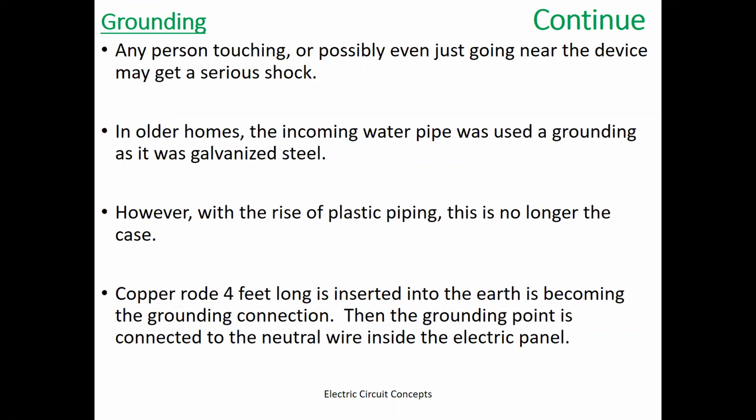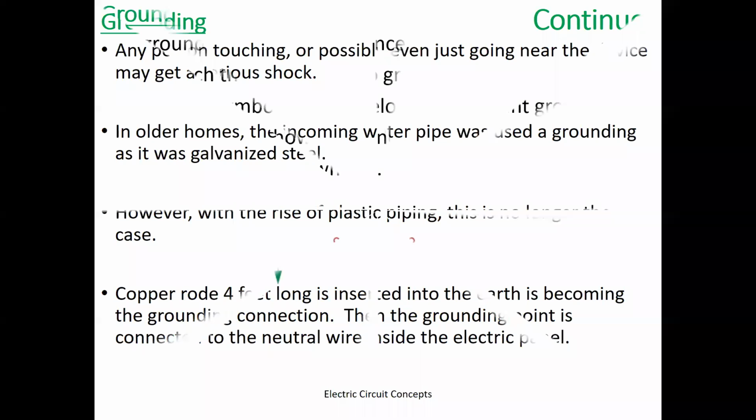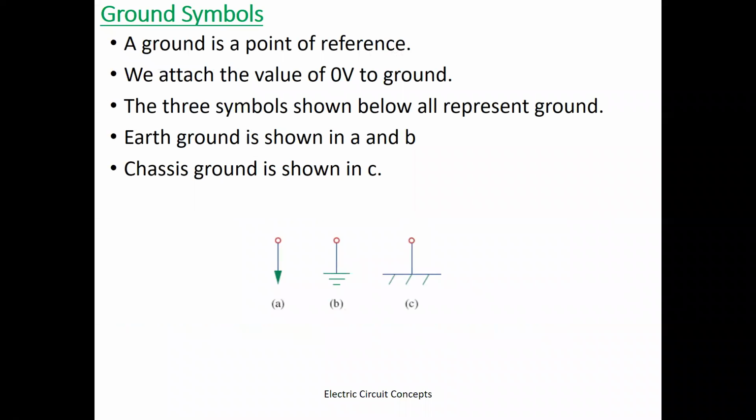A copper rod 4 feet long is inserted into the earth, becoming the grounding connection. Then the grounding point is connected to the neutral wire inside the electrical panel. Here is the symbol of the grounding. A ground is a point of reference. We attach the value of 0 to ground.